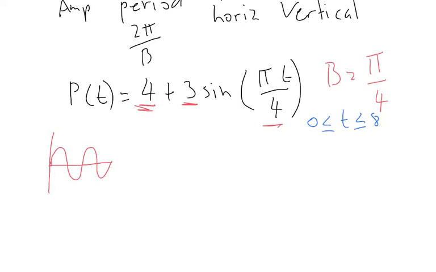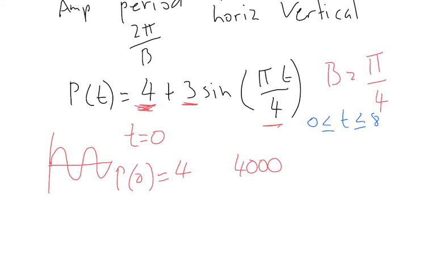So if we wanted to find our initial value, there's a couple of ways we can do it. We can say t equals 0, and I get p of 0. Well, that's going to equal 4, or in this case 4,000, because the question's in thousands. Or we can just look at it and see that our vertical displacement is 4, so that's where we're going to start.